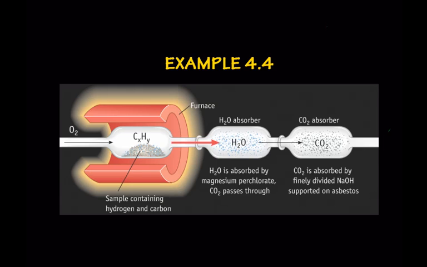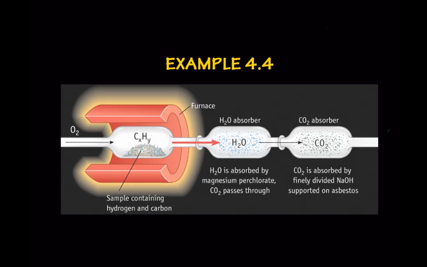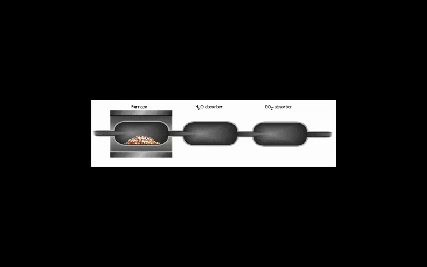This is example 4.4, a problem in which we're going to find the formula of a simple hydrocarbon, CxHy, by combustion analysis. Watch the video and then we'll solve the problem. A combustion reaction of a compound with oxygen forms water and carbon dioxide. The water, represented as blue speckles, is trapped in one chamber, and the carbon dioxide, represented by white speckles, is trapped in a separate chamber. The mass gain of each chamber can be used to calculate the empirical formula of the compound.